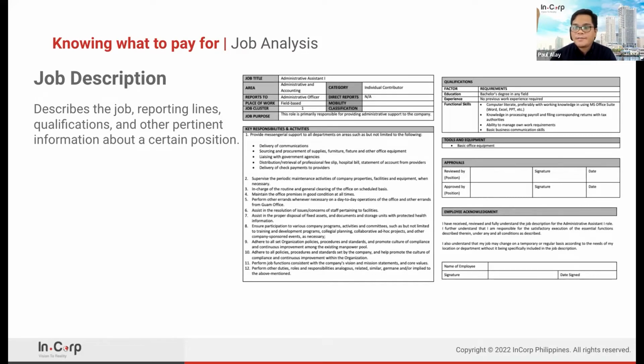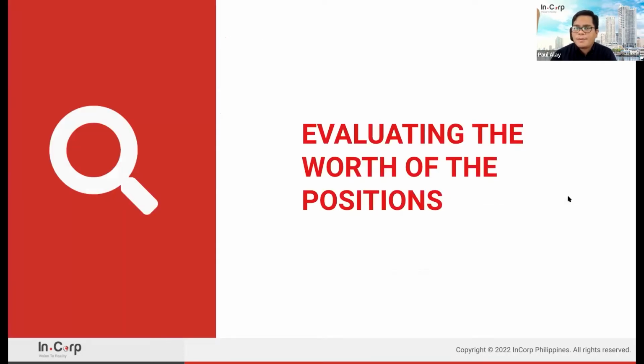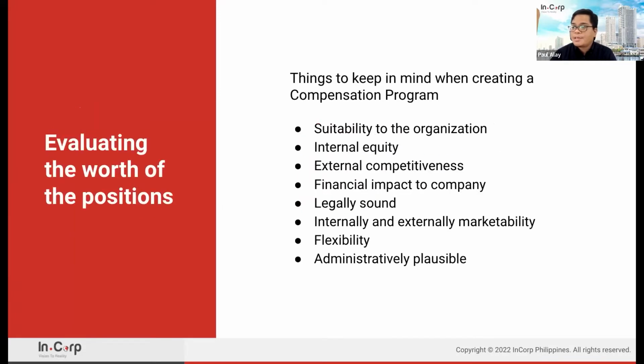So these three, the functional structure, the organizational structure, and the job description, give management and the employees the idea of what is important or of worth to the organization. The things listed here are the ones that the organization is willing to pay its employees for. So now, after knowing what we would be paying for, we'd be talking about how much we'll be paying for those things.